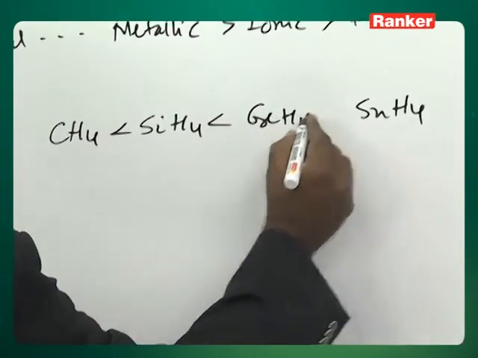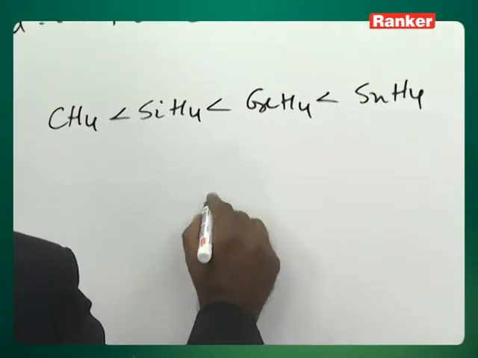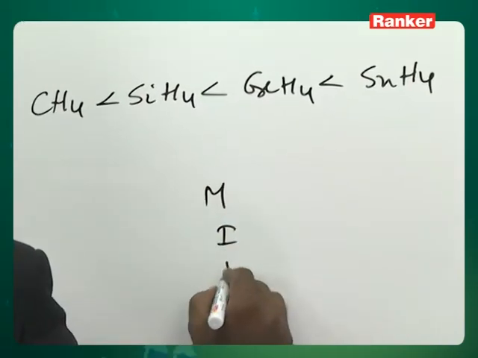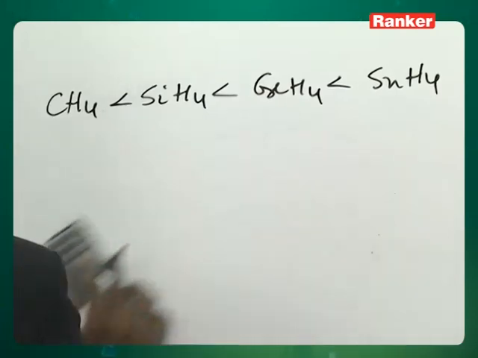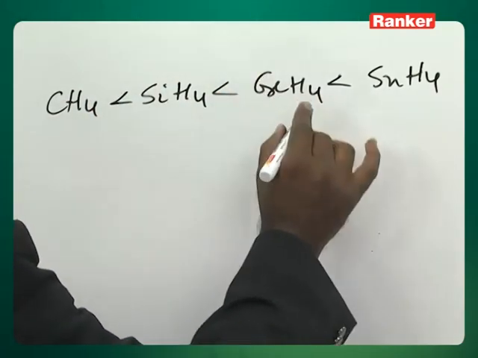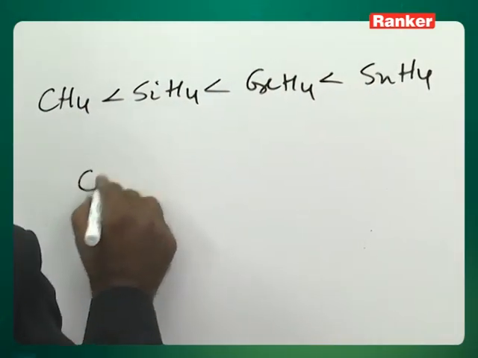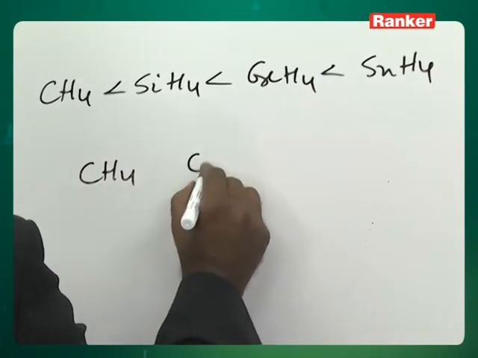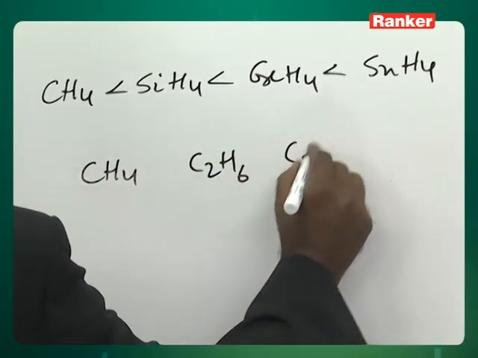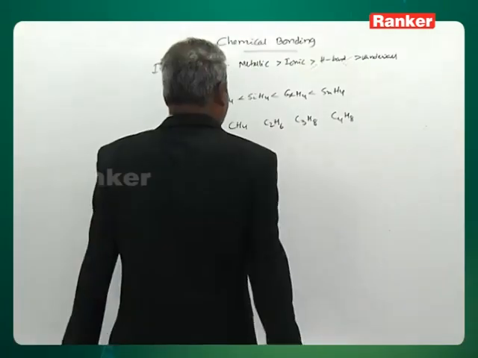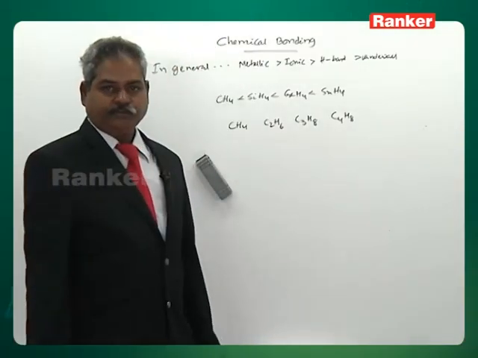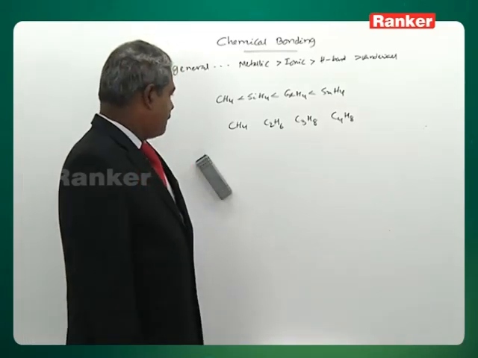Mass only, because they are not metals, they are not ionic compounds, they are not hydrogen bonded. Therefore, we are relying solely on their mass. Methane less than silane less than germane less than stannane. Next, methane, ethane, propane, butane. The first 4 alkanes. How to compare?